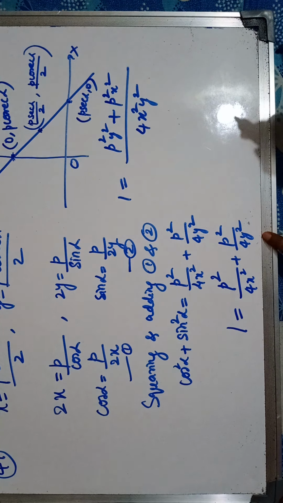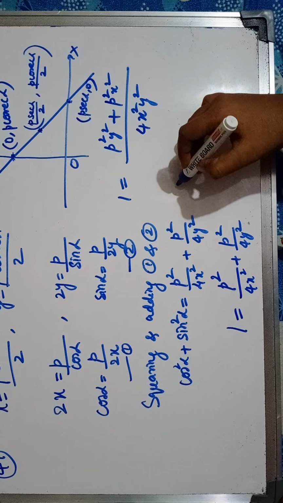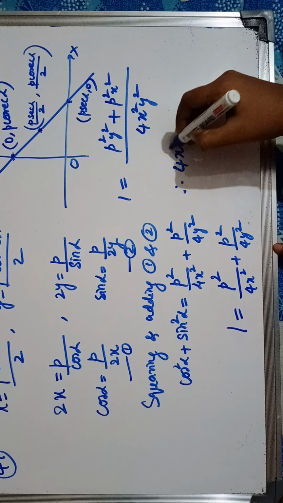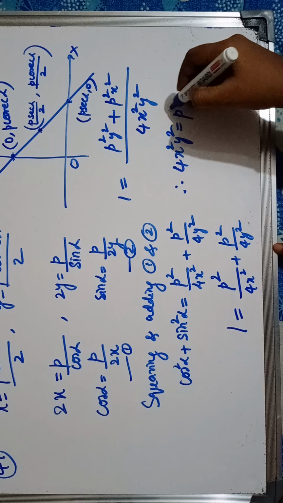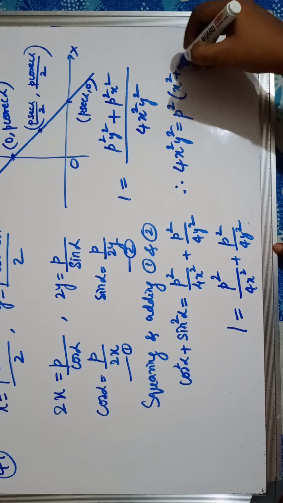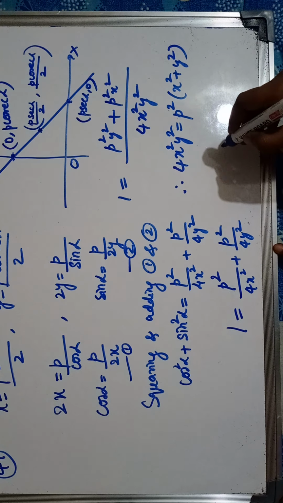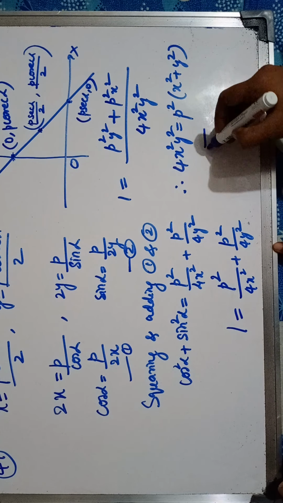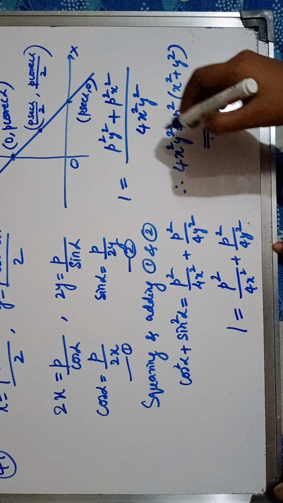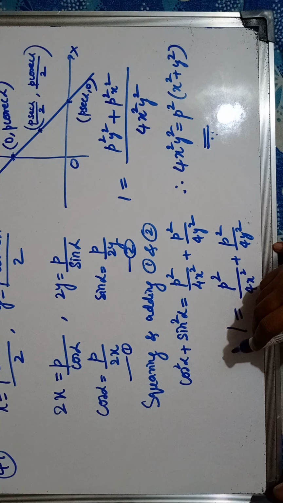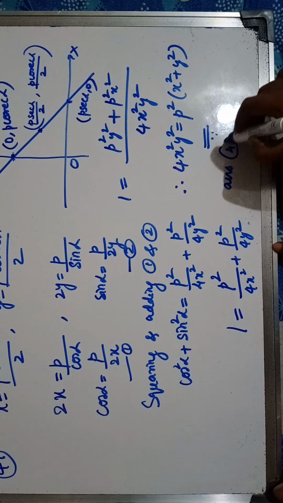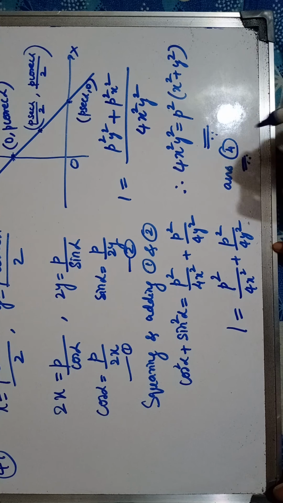Okay, so therefore 4x square y square into 1 is 4x square y square. From these two I will take out p square common, so x square plus y square. Therefore 4x square y square is equal to p square into x square plus y square, which is the required locus of the midpoint of the line which makes x intercept and y intercept. Okay, therefore option 4 is the required answer.